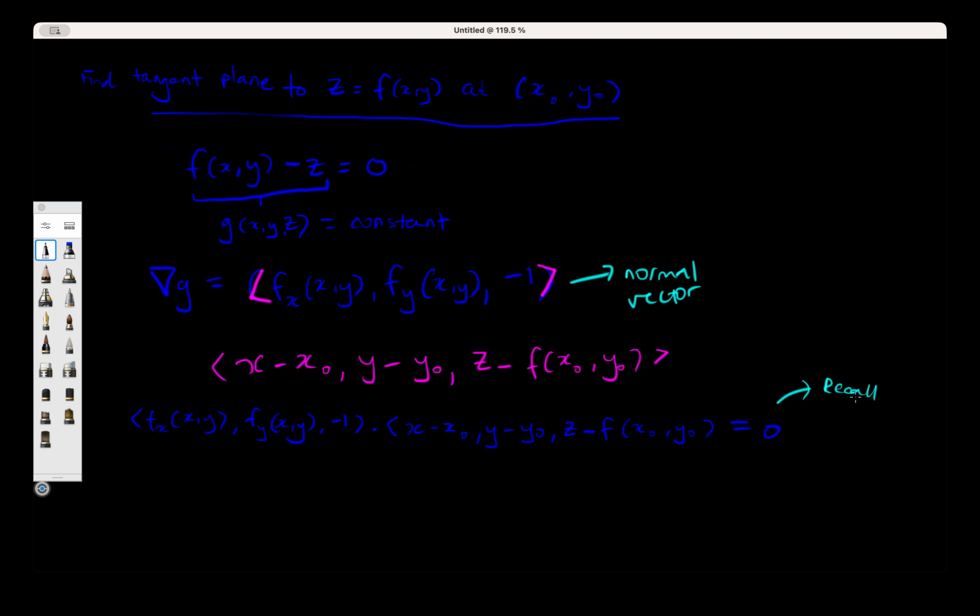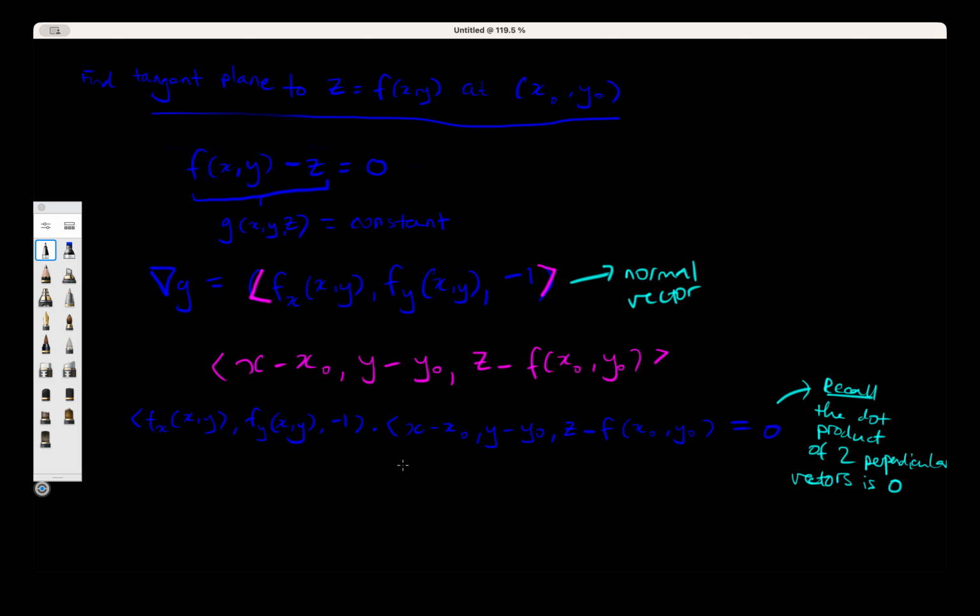Recall the dot product of two perpendicular vectors is 0. Okay?